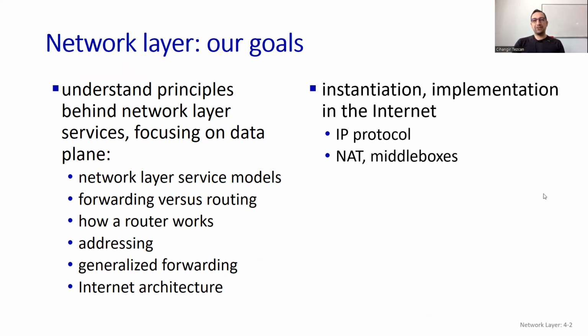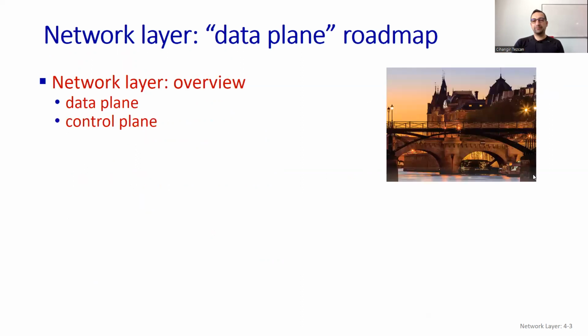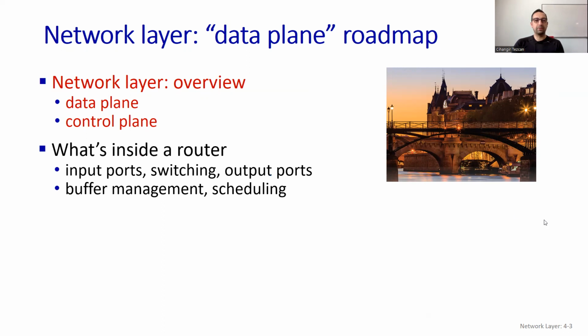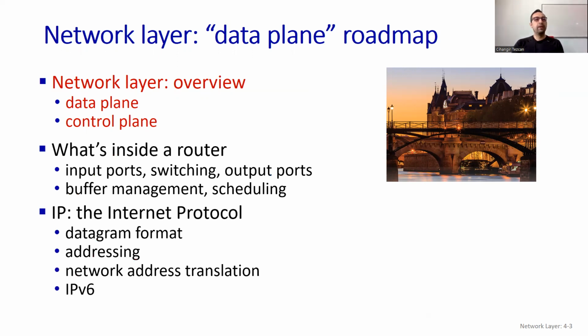Instantiation and implementation in the internet: the IP protocol, not middle boxes, and so on. Let's start with an overview, where the book divides this layer into the data plane and the control plane. Then we are going to talk about what is inside the router: input ports, switching, output ports, buffer management, scheduling.